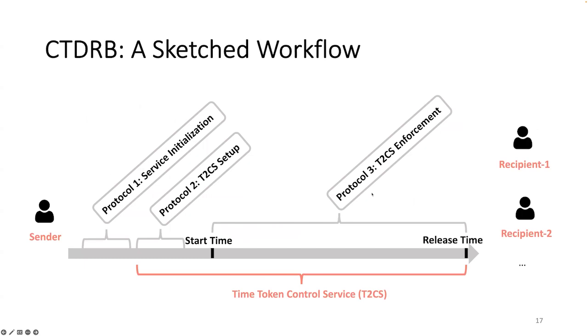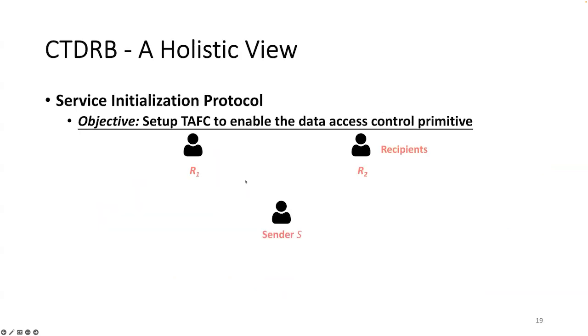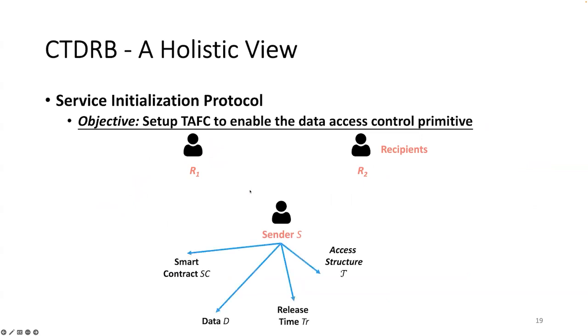At a high level, our design involves three proposed protocols. Concretely, Protocol 1, called Service Initialization, aims at enabling data access control. Protocol 2 and Protocol 3 together form the Time Token Control Service, T2CS for short, which provides the support for our data lifetime control. So let's first check Protocol 1. We want to enable the data access control in this protocol. The sender first prepares system parameters, and based on the attribute size received from each recipient, generates a secret key by adopting the key generation algorithms, and privately transmits such keys to the recipient.